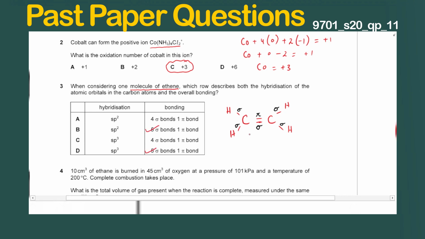As far as hybridization is concerned, remember this point: whenever there is a double bond between two atoms, the hybridization must be sp2. In this way, B is the correct answer. All right.